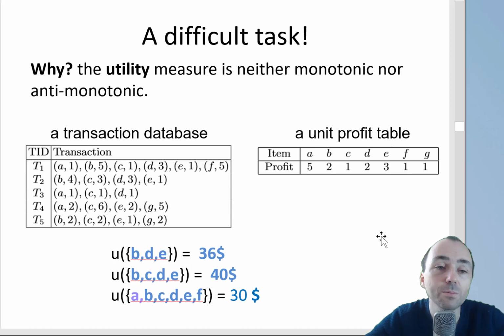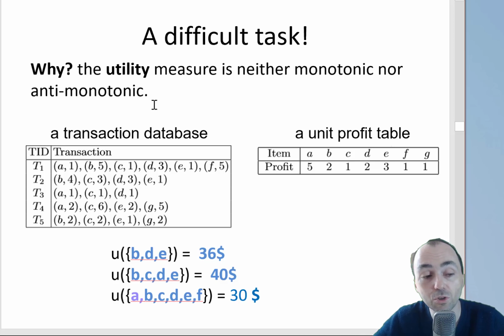Now, why is this problem interesting? For researchers, this is a difficult problem, not easy to solve, because there are many combinations. But also, unlike the frequent pattern mining I explained to you before, the utility is not monotonic or anti-monotonic. It means we don't have the nice a priori property to reduce the search. So let me show you this with our example.